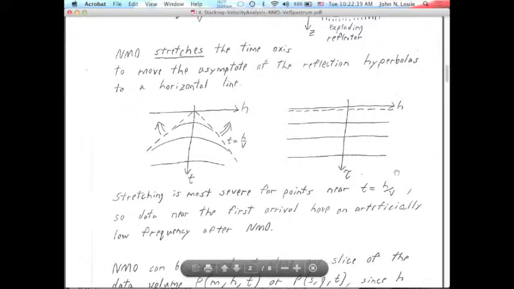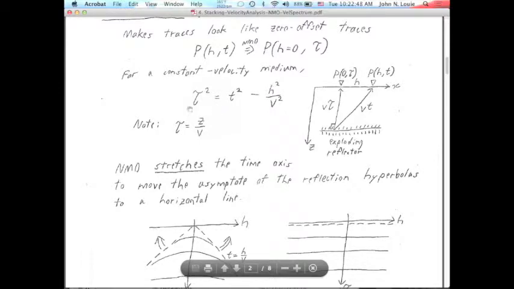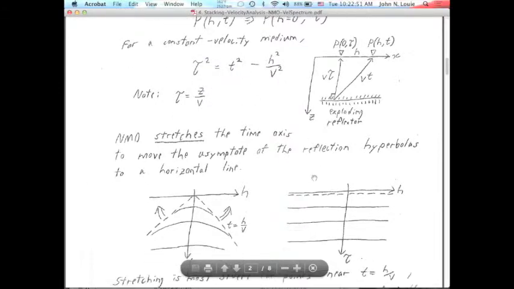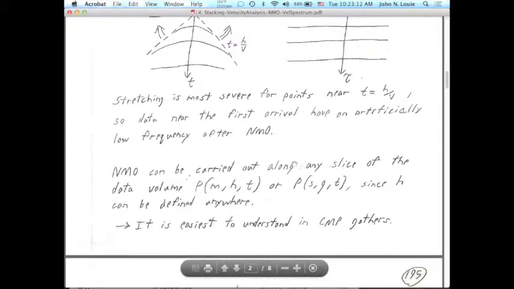Of course, that stretch results from this ray equation method, this physical domain method of computing the NMO correction. The stretch is effectively still there when you use wave equation NMO and stack, but it's not so severe when you migrate that common midpoint gather. So the data near the first arrival have an artificially low frequency after NMO, and you may have seen that in shallow reflections.